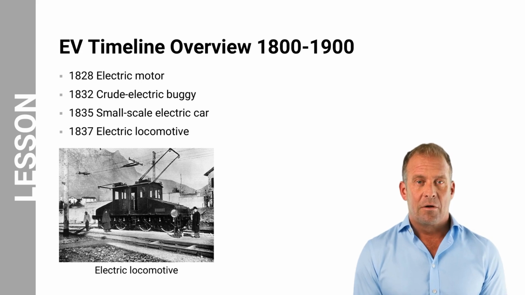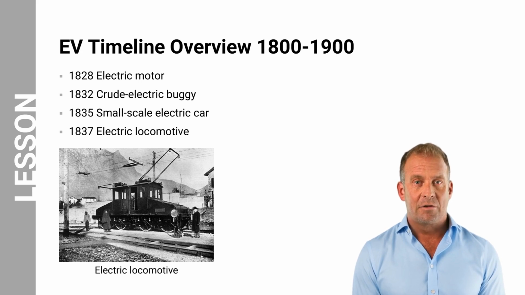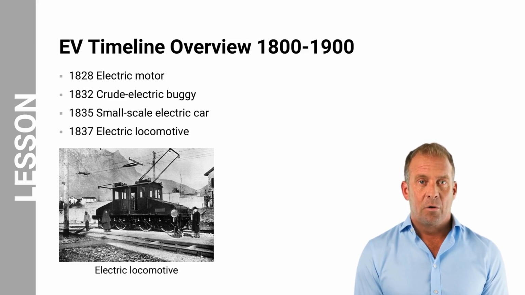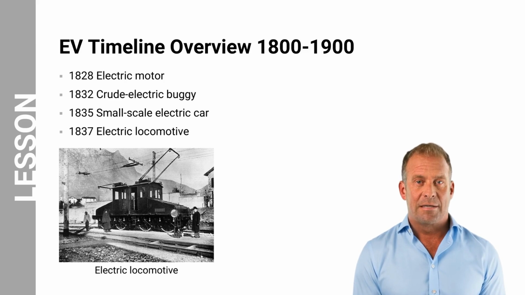Let us now look at an overview of the EV timeline from 1800 through 1900. It is important to note that during these early years, the technology and infrastructure required for practical EVs were not yet well established. In 1828, the first practical electric motor was invented by Hungarian physicist Ányos Jedlik. This motor was a simple electromagnetic device that demonstrated the principles of electromagnetism.